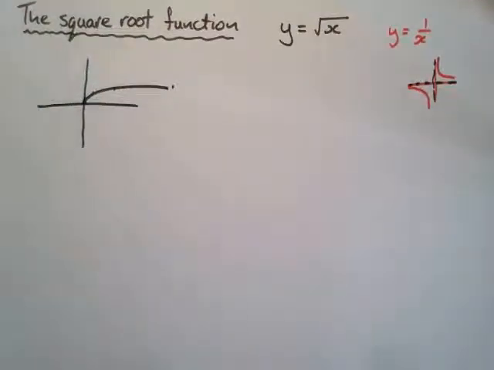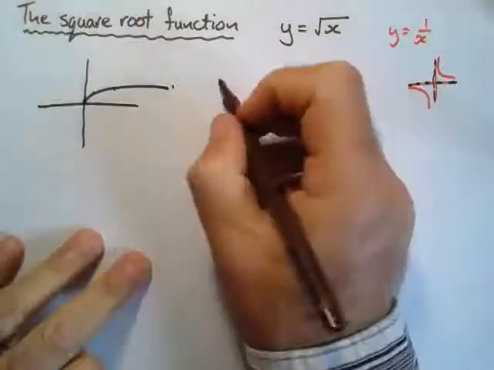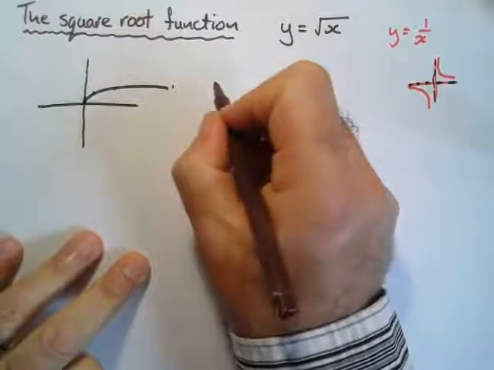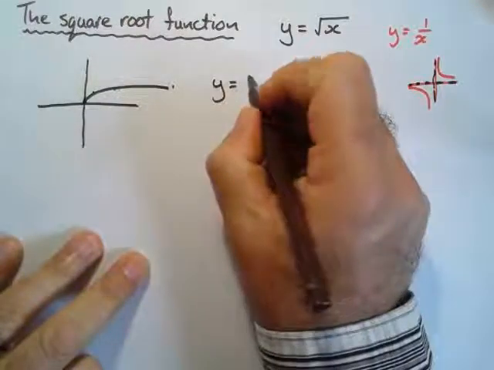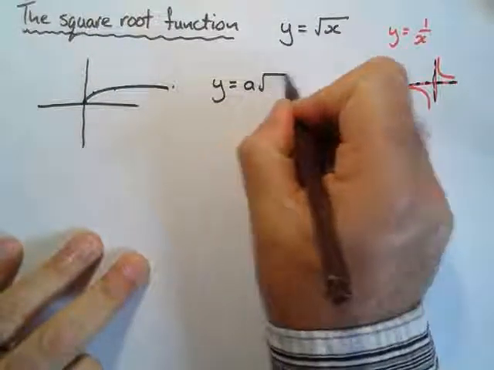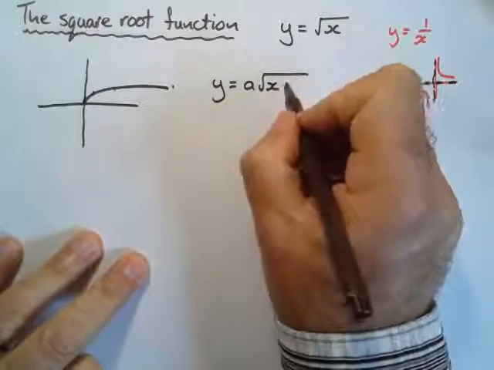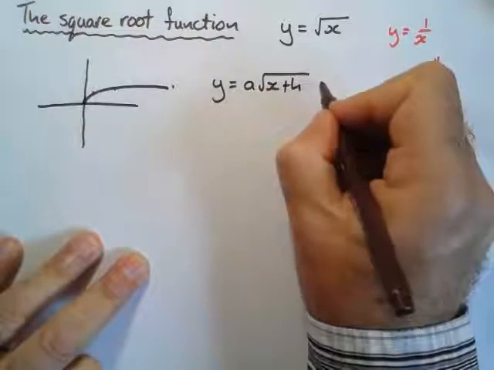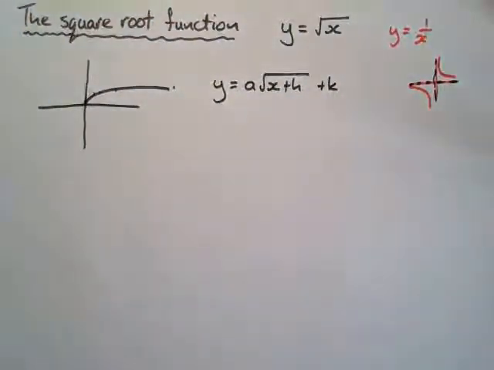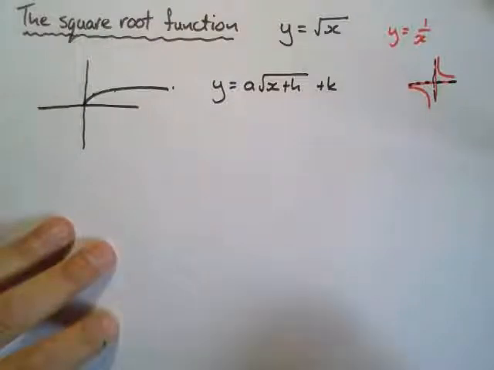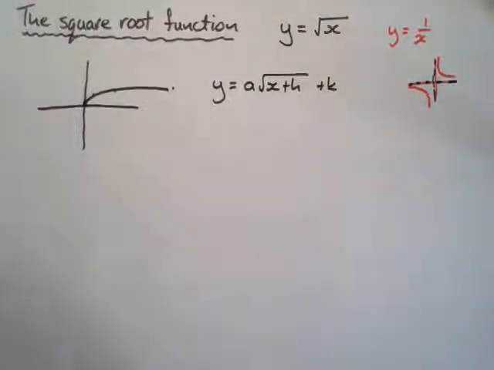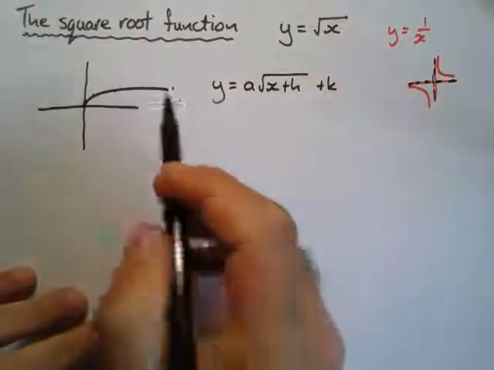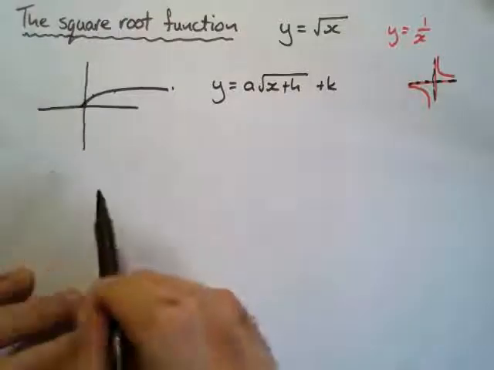Now, I'm going to summarize everything. I'm not going to go step by step like I've done with the others. I'm just going to have the following: y equals a square root of x minus h. Let's make it plus h, and I'm going to have plus k. So we already know that. The telling point in this case, the thing that moves and that makes it easy to draw, my starting point will always be this point, 0, 0.